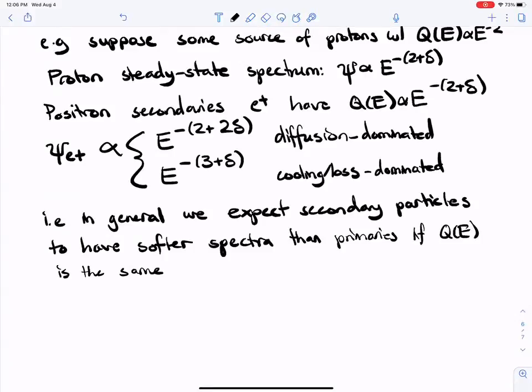So if you see that a particle that you think is a secondary has a harder spectrum than a primary, it may also be a signal that what you're looking at is not a secondary, that there is a primary source of production of that particle. And this is in fact exactly what happens for high energy positrons.